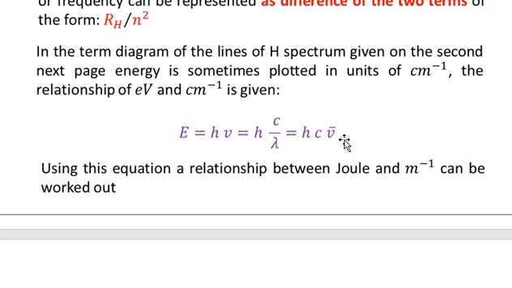So the wave number, since it is a reciprocal of lambda, can be specified in units of meter inverse, and this energy on the left hand side can be represented in joule. So we can have a relationship between joule and meter inverse, and later we can also modify this to electron volt. For example, the energy in joule can be specified in electron volt. Similarly, nu bar in meter inverse can also be represented in centimeter inverse. And then the relationship between electron volt and centimeter inverse can be worked out.